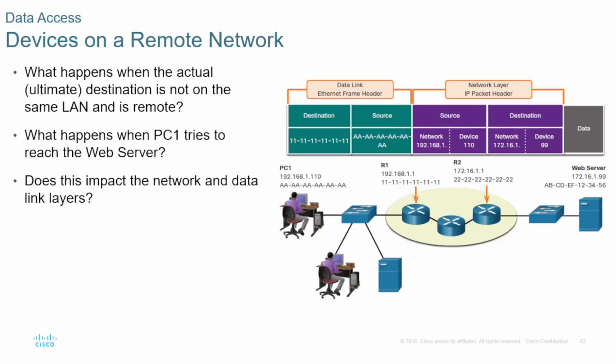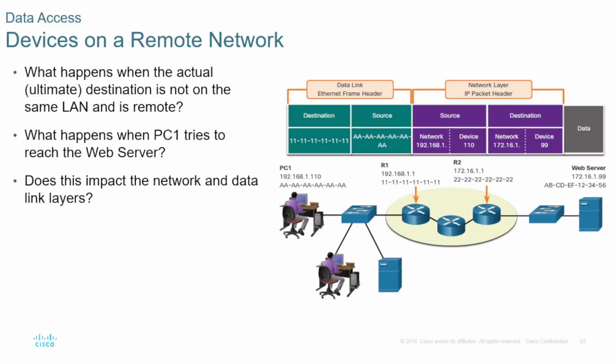What happens when the actual destination isn't on the same LAN, when it's on a remote network instead? Let's take an example. When PC1 tries to reach a web server located somewhere across the internet, it can't send data directly to that server's MAC address because they're not on the same local network. This is where the network and data link layers work together.